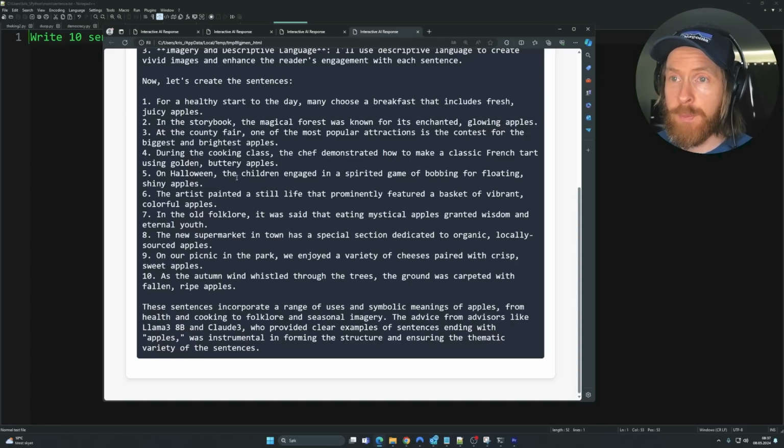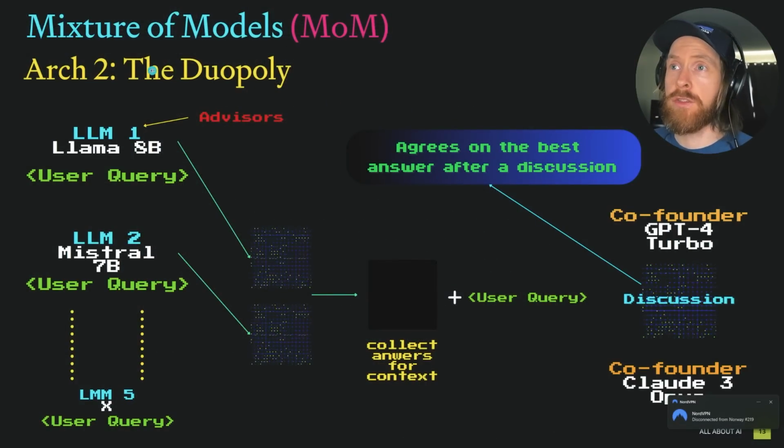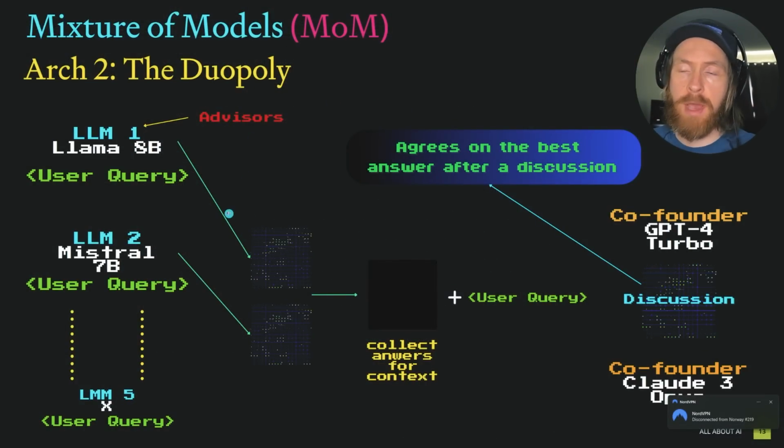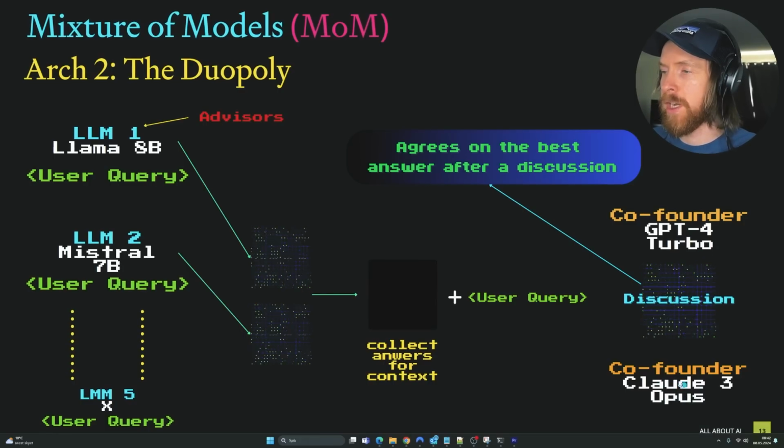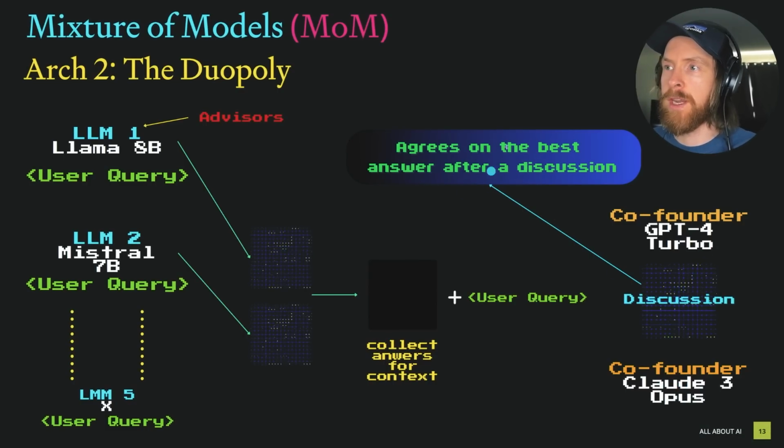So yeah, very happy with the first architecture here. And I think we're just gonna move on now to the second architecture. And that was of course the Duopoly. So here we're gonna gather some advisors' insight. We're gonna discuss the answer between GPT-4 Turbo and Claude 3 Opus, right? And we're gonna hopefully come to an agreement on what is the best answer.